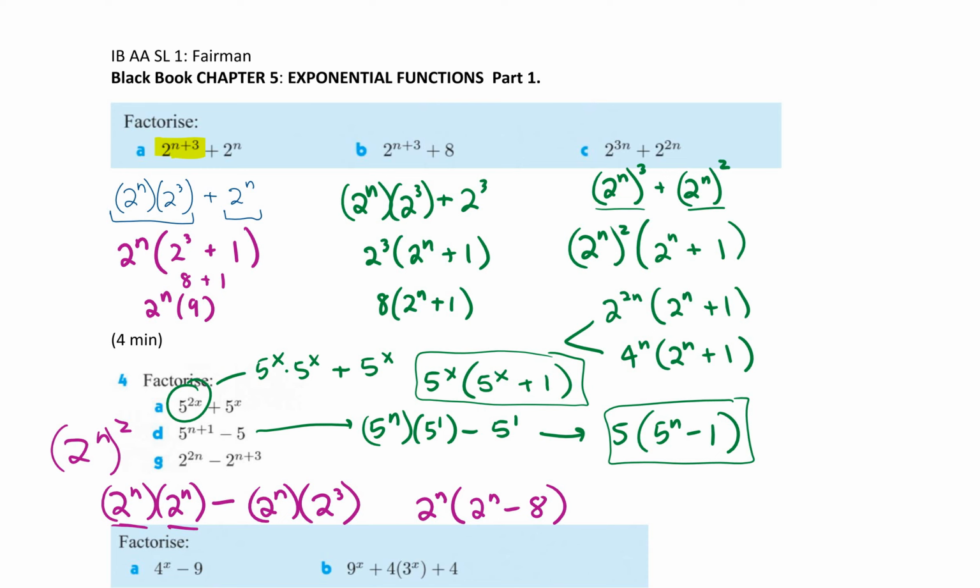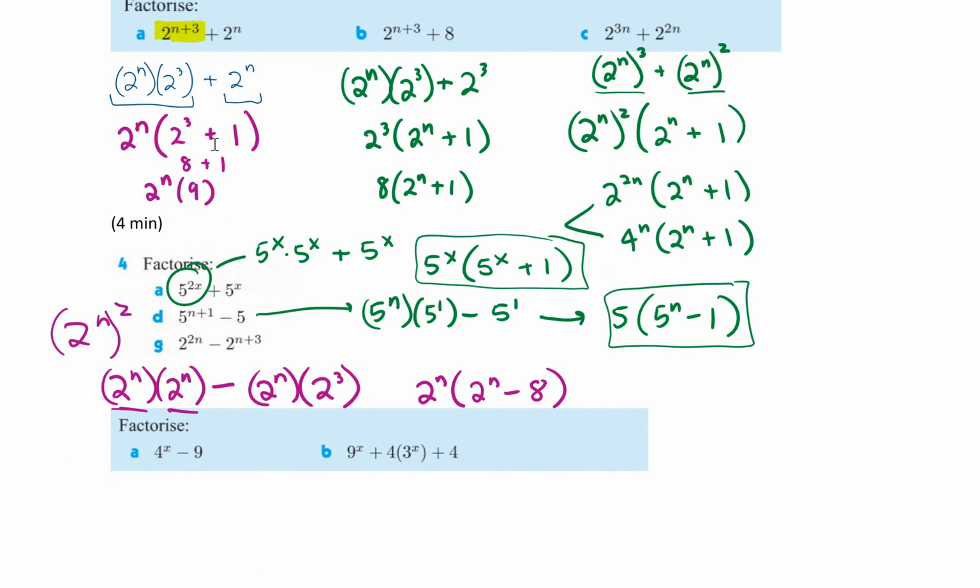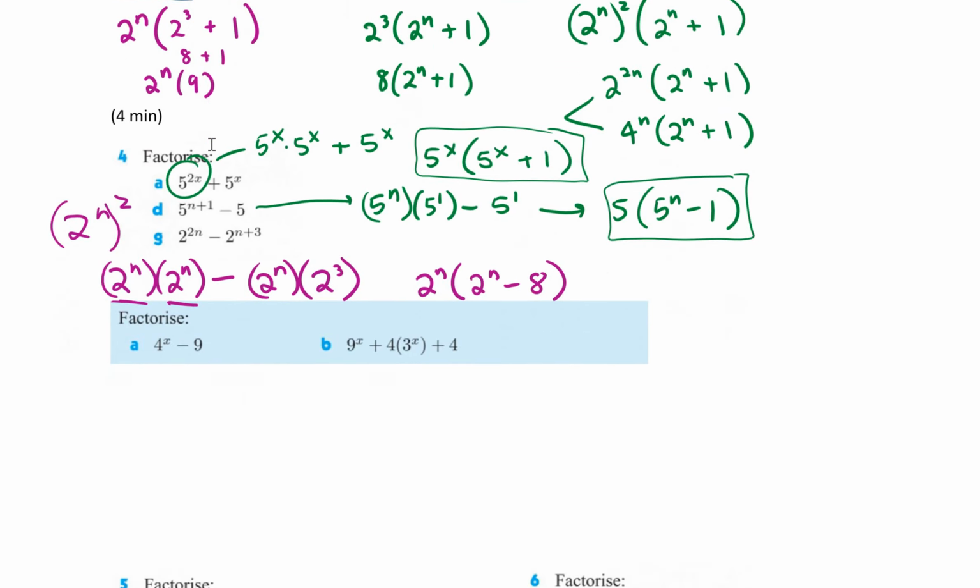I am going to finish up the notes that we started on Tuesday. So it is our Chapter 5 Exponential Functions Part 1 notes, where we were factoring things with exponents. I'm going to go through the examples and give you time to practice, and then you'll have all the notes. So you can go ahead and add these to the notes that you have from class.